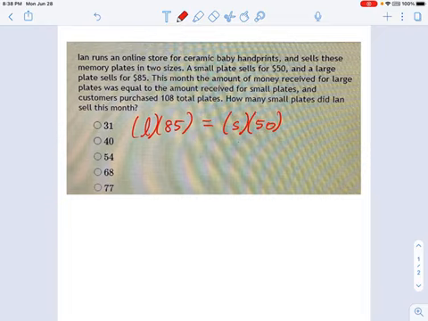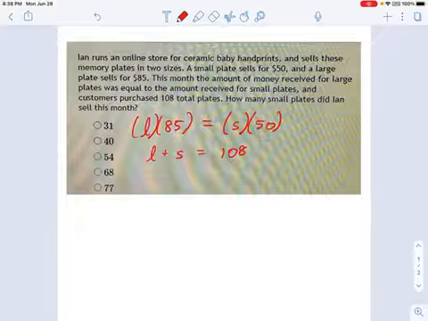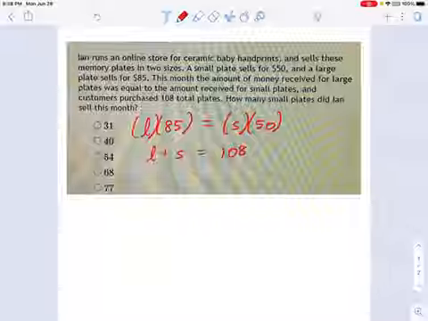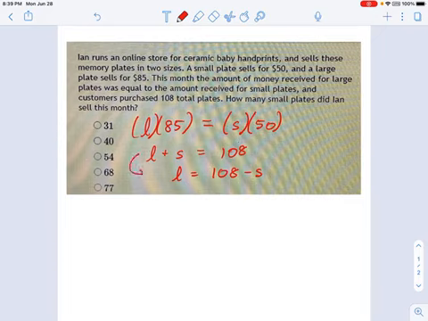Keep on reading. Customers purchased 108 total plates. Well, what that means is the number of large plates plus the number of small plates equals 108. So now I have two equations and two unknowns, and I can solve those for S. To solve for S, it means I want to get rid of L. Let's just do that. Let's say L equals 108 minus S. I just rearranged this equation a little bit.